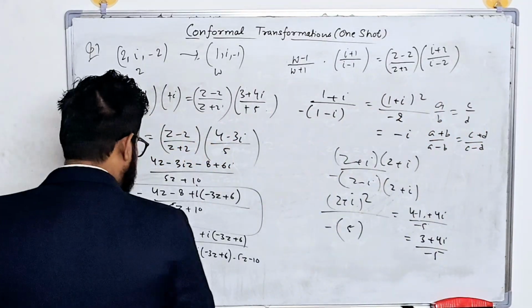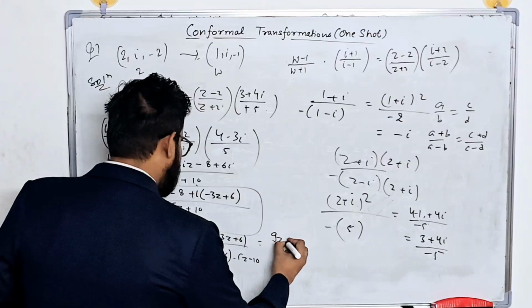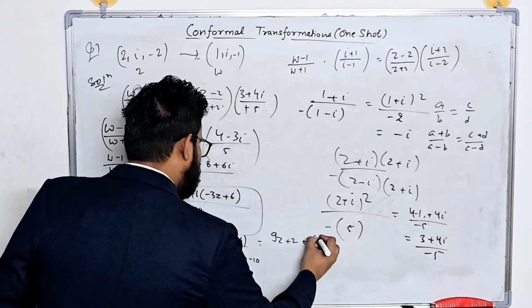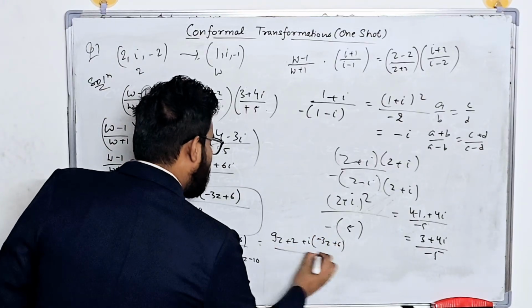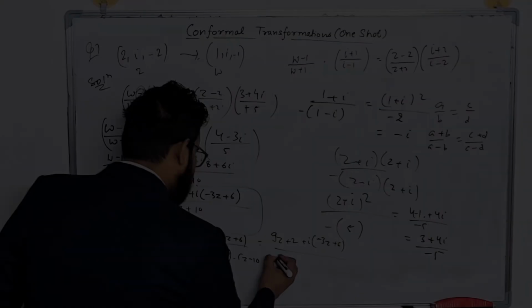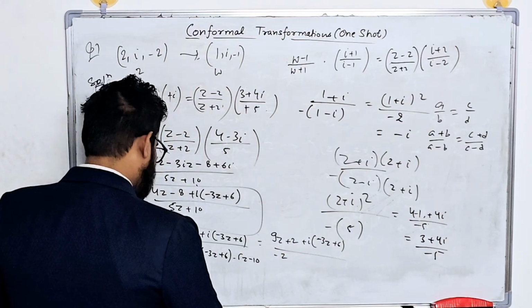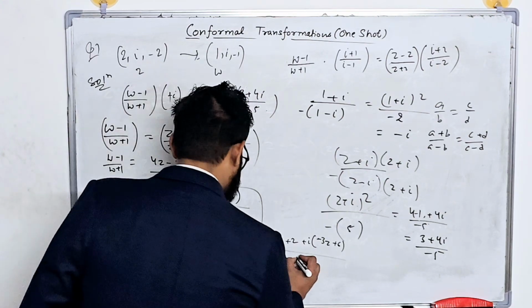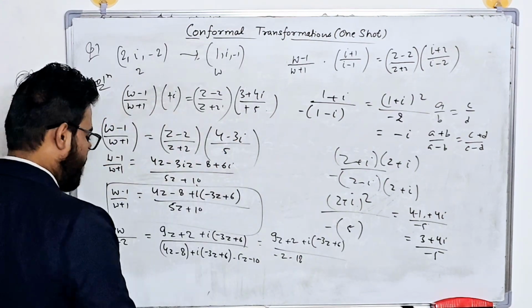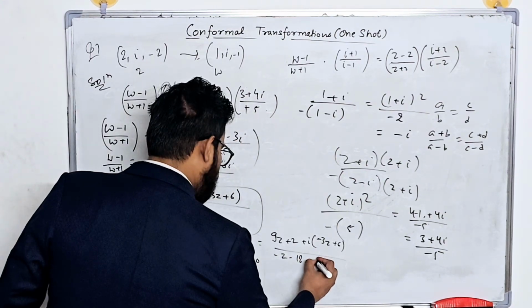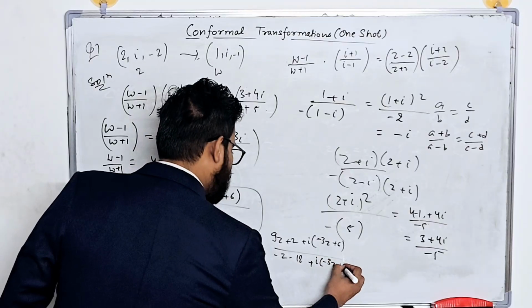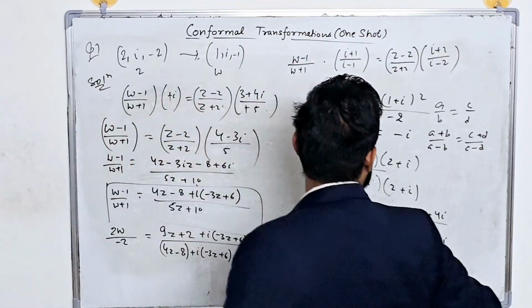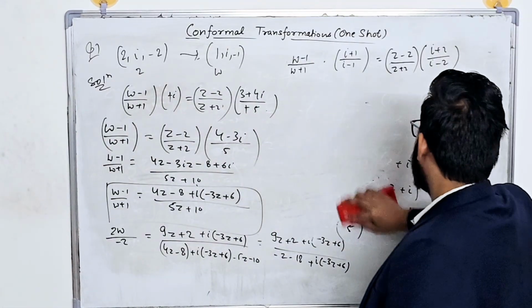This is just for an example, right? So it is equal to (9z + 2 + i)(-3z + 6) divided by the quantity (-z - 18), right? Just see the calculation, plus i times (-3z + 6). So now let's erase this and evaluate it further.